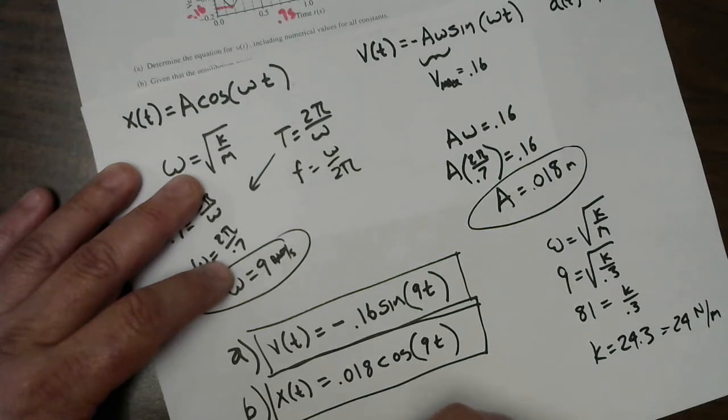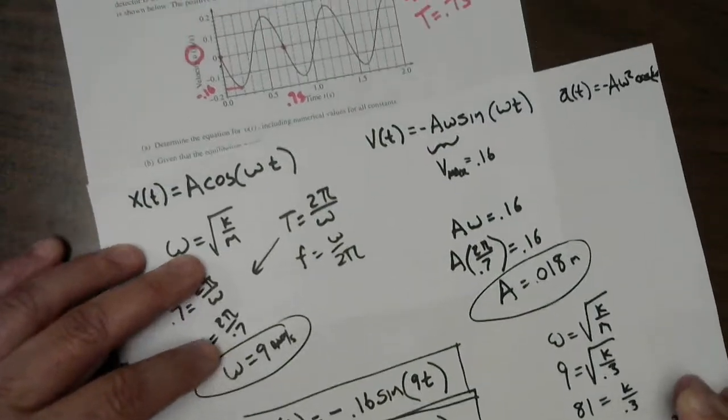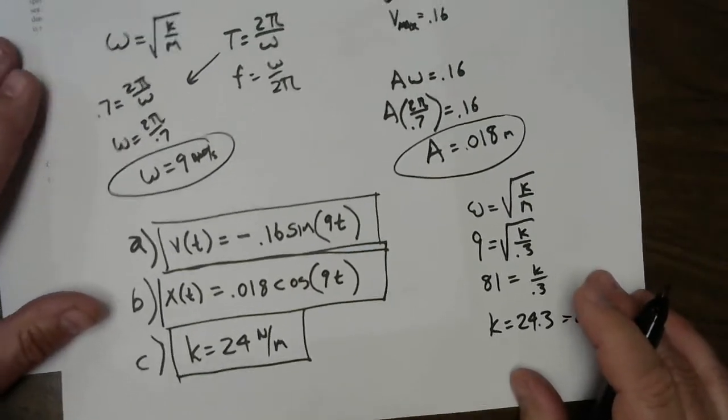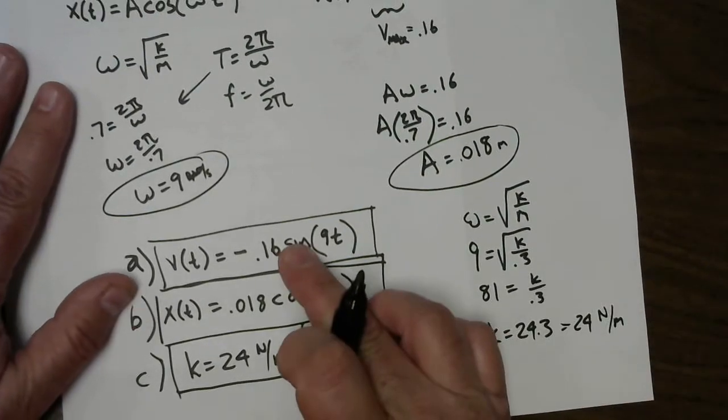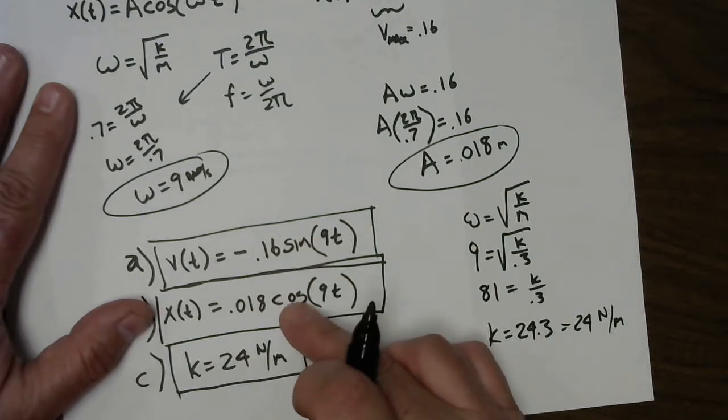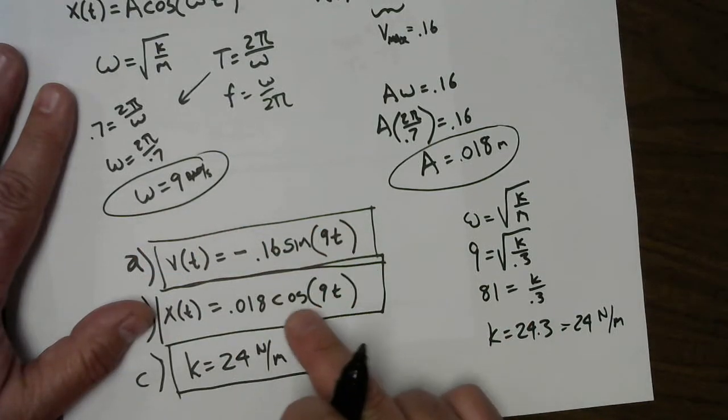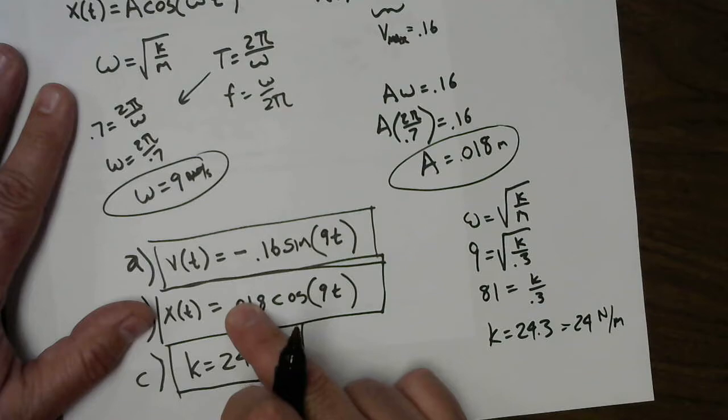K equals 24 newtons per meter. This whole shebang was worth 8 points. There were points for having the correct trigonometric function, points for sorting out what omega was, points for getting the right coefficient in front.